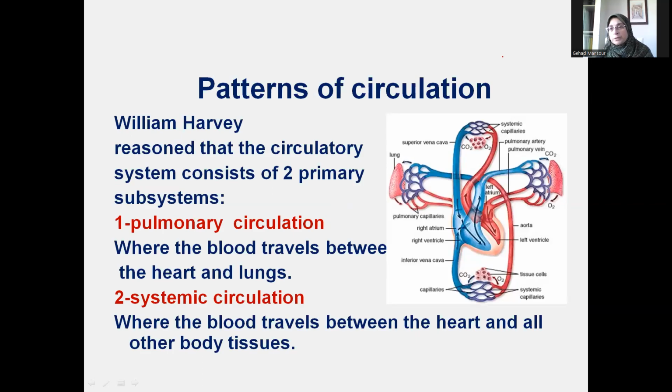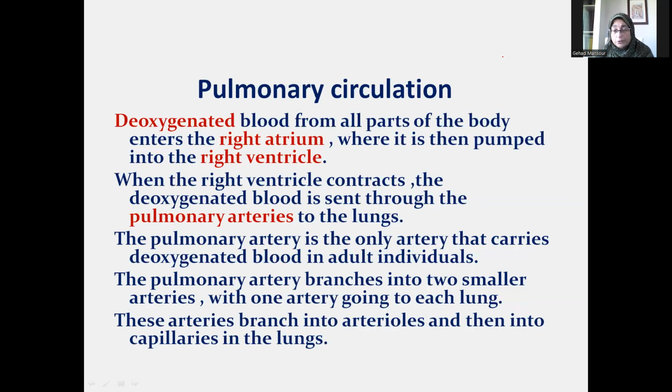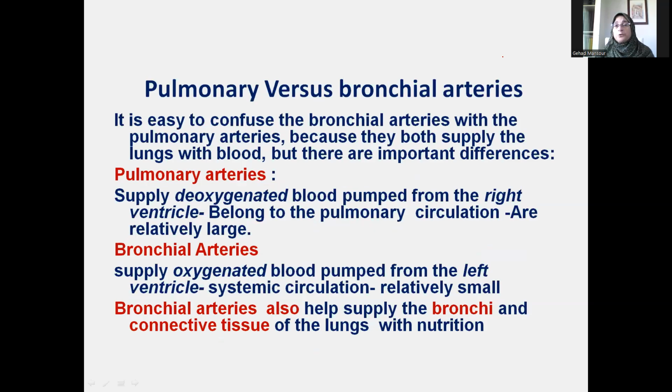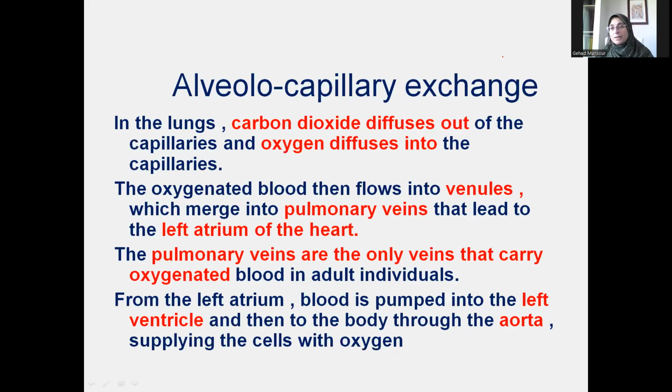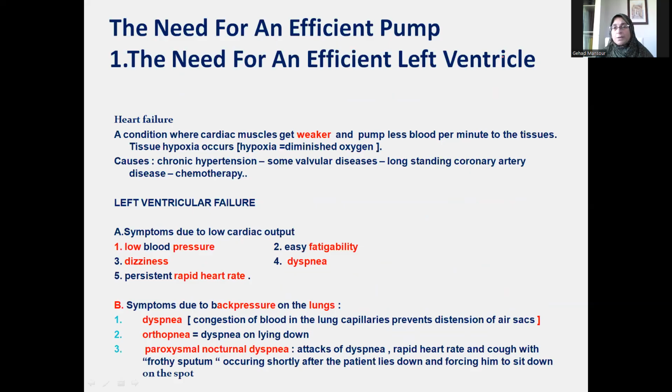Of course, you know the systemic circulation, the pulmonary circulation. Of course, you should know that the lungs have a double blood supply, that the liver has a double blood supply, the hepatic artery and the portal vein. You should also know the difference between the pulmonary and bronchial arteries, because the pulmonary arteries carry deoxygenated blood, whereas the bronchial arteries carry oxygenated blood. Exchange is, of course, very easy.